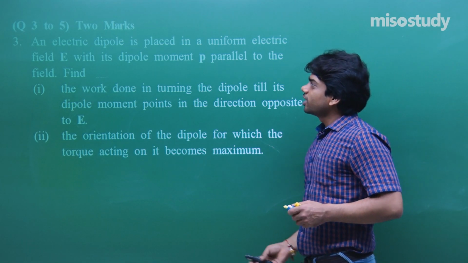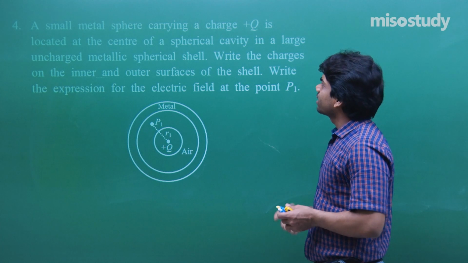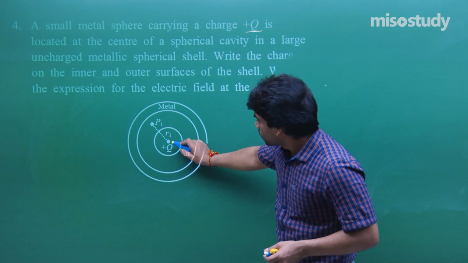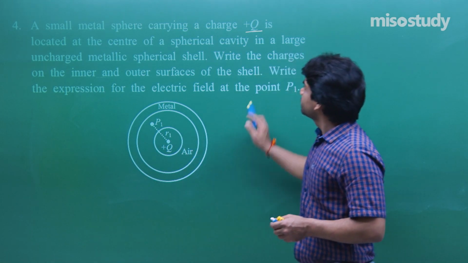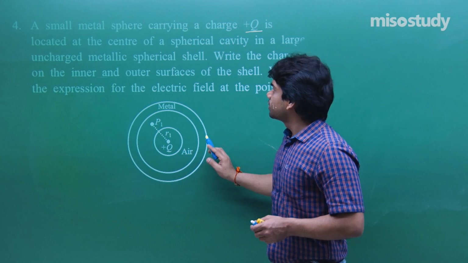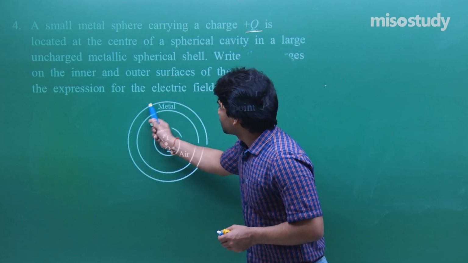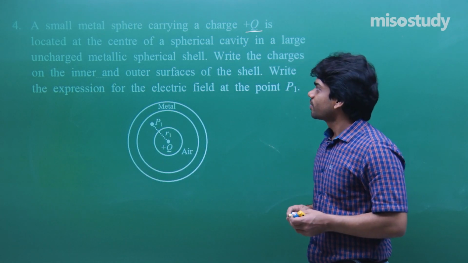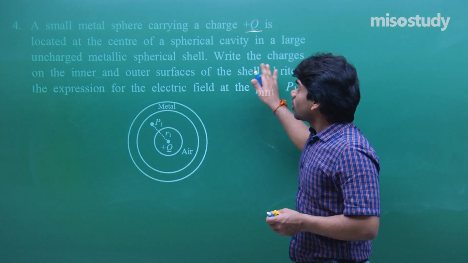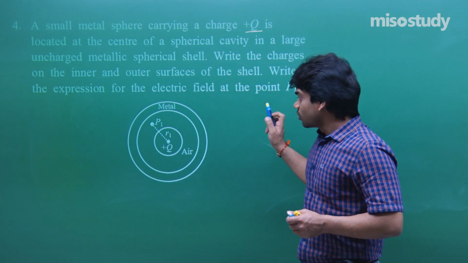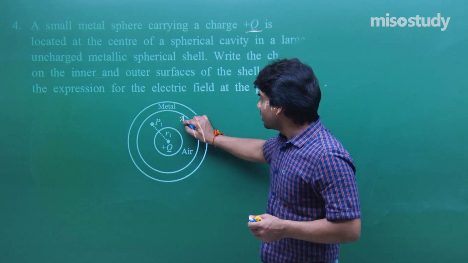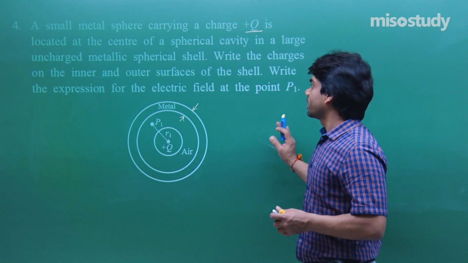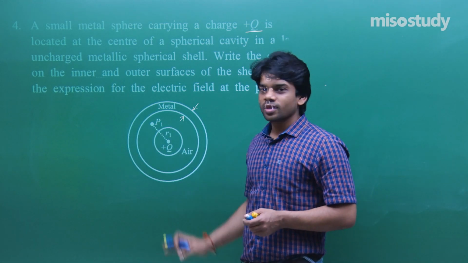Next question of the class, we have again a 2 marks question. A small metal sphere carrying a charge plus q is located at the center of a spherical cavity. So we have a spherical cavity, and here a charge is located in a large uncharged metallic spherical shell. You can see here, this is the uncharged metallic spherical shell. Write the charges on the inner and outer surfaces of the shell. So we have to mention the charges appearing here and here, on the inner and outer surfaces of the shell. Write the expression for the electric field at the point P1.